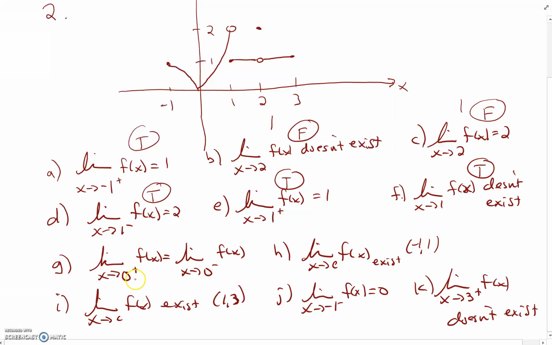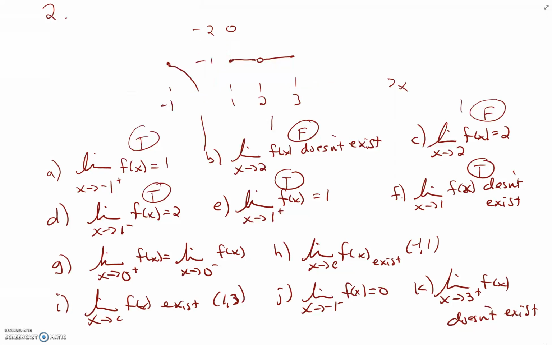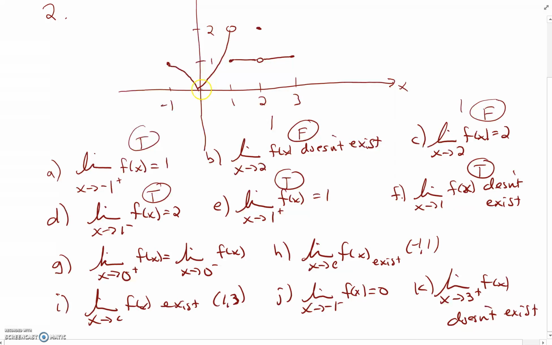How about the limit as x approaches 0 from the right? The limit as x approaches 0 from the left. Do they equal? Well, here's 0. Here's 0 right here. Approaching from the right, it comes down to 0. Approaching from the left, it comes down to 0. So the limits do equal each other. It equals 0, in fact. So not only is it true, but they both equal 0.